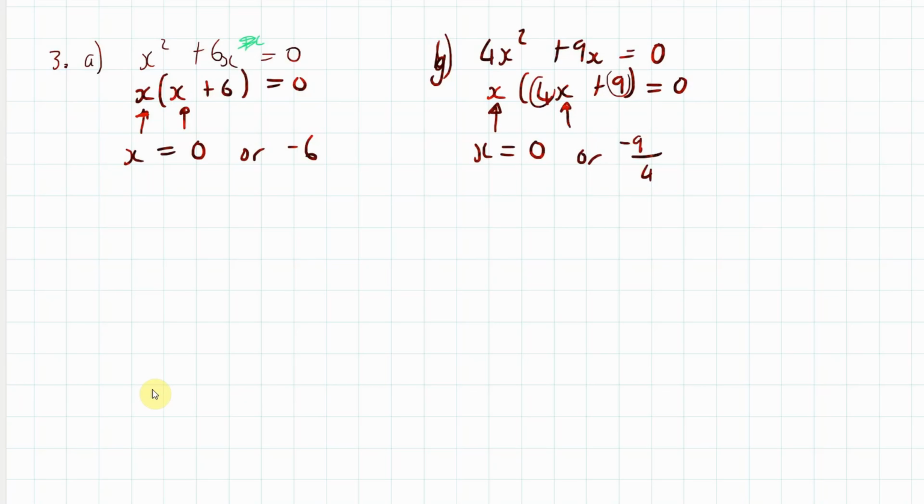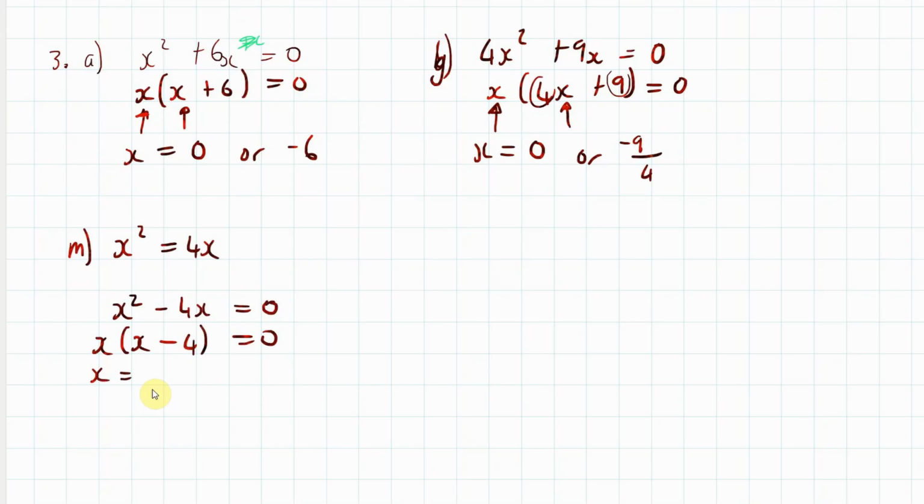Let's say we've got something like m. X squared equals 4x. So we're going to pull the minus 4x across, and then we'll have 0 on the right hand side there. We factorize that by taking the x out, and we'll have x minus 4 in the brackets. And so what are the answers? We're going to have x equals this one here, 0, or, and the one in the bracket must be 4. And those would be our answers there.